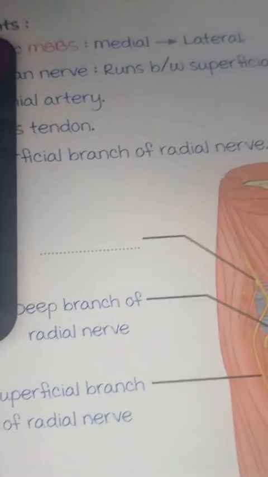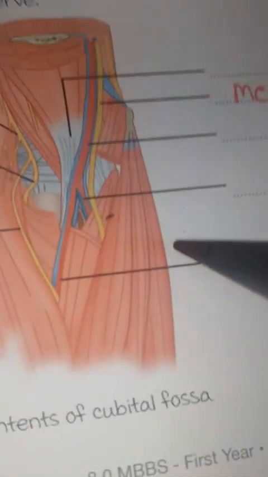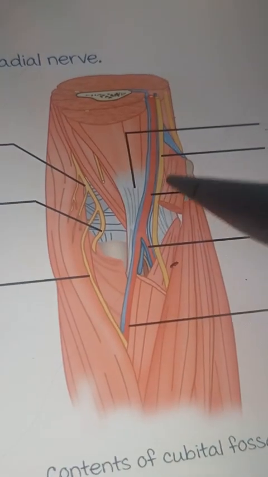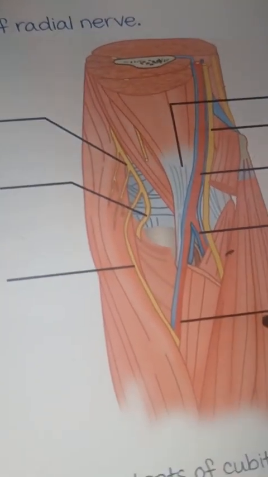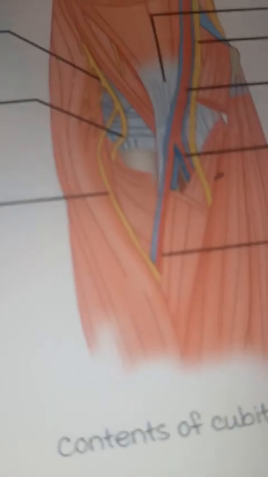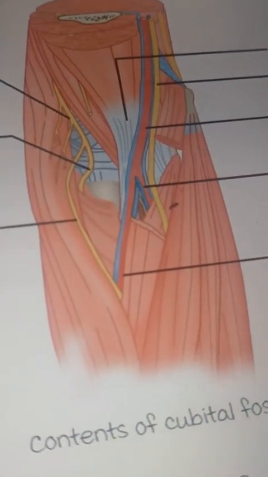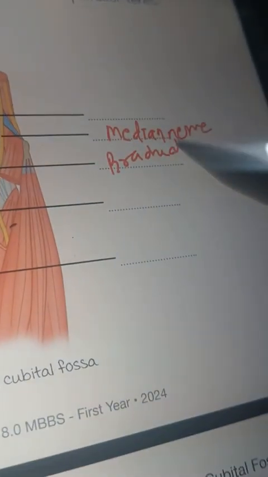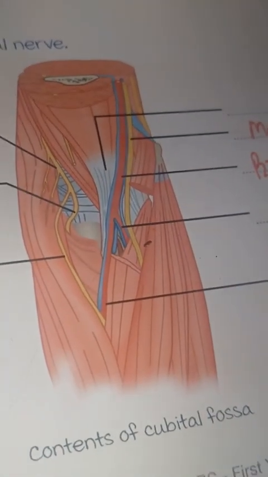Now again we have to move to the next part. We'll move to the next structure: the nerve runs between the superficial and deep head of pronator teres muscle. That's the pronator teres muscle. That's the superficial head, that's the deep head, and in between the two runs this median nerve. Next one is the brachial artery. What is the brachial artery? Can you see this red one? Yes, this red one is known as the brachial artery. So median nerve, brachial artery, and what we have next is the biceps tendon.